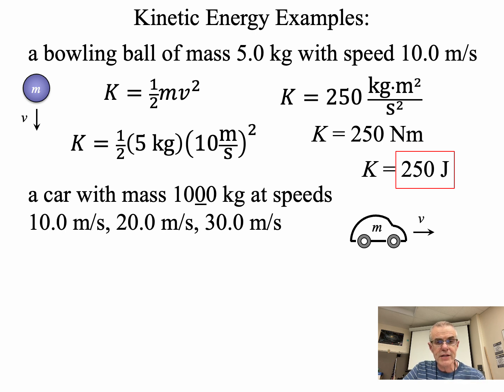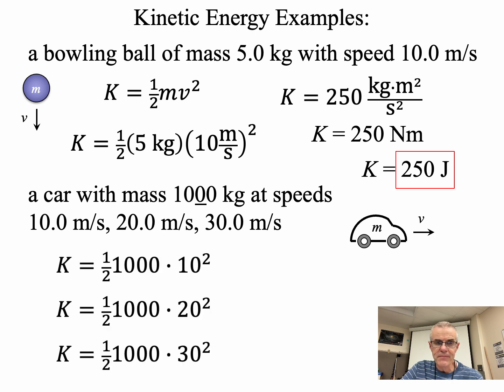But if you had that, at 10 meters per second, think about it, it would be like the bowling ball, but more mass. 1,000 kilograms is 200 times greater than 5 kilograms. So it's going to end up with 200 times as much energy when it's moving at the same speed because it has more mass. Energy depends on mass, but it also depends on speed.